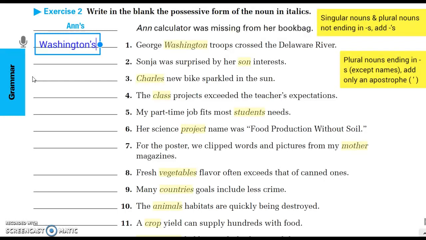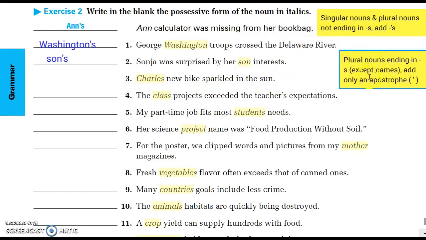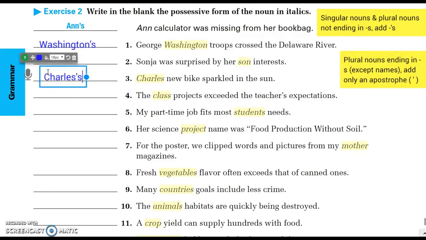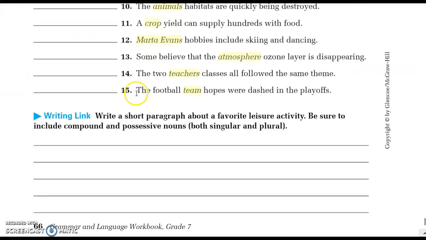2. Sonia was surprised by her son's interests. So, if it's a singular noun and a plural noun not ending in s, all I have to do is add an apostrophe s. But if it ends in an s, I add an apostrophe. This ends with an n, so I just add an apostrophe s. 3. Charles' new bike sparkled in the sun. Because it is a name, I add an apostrophe s. Please finish the rest of exercise 2 on your own.